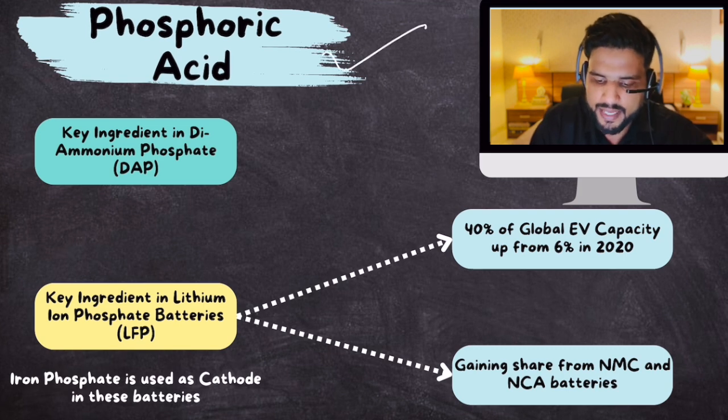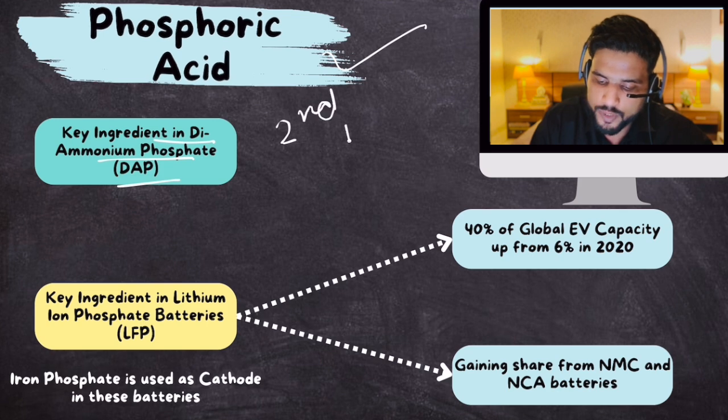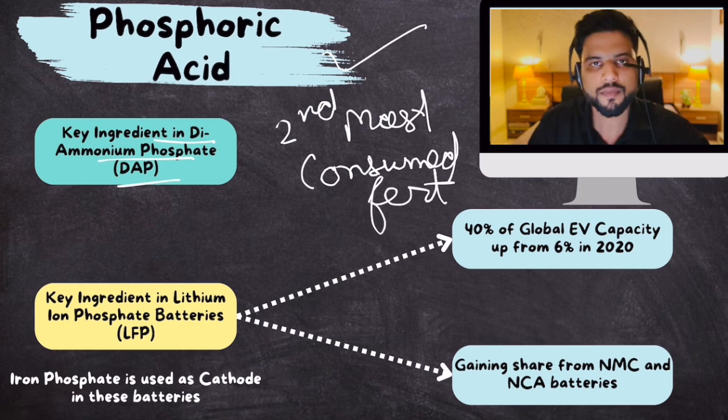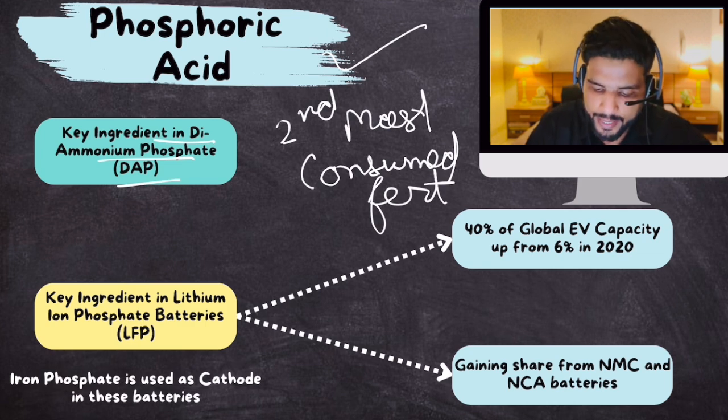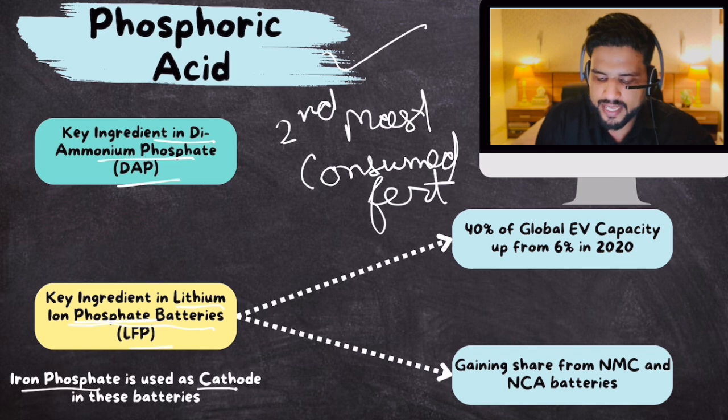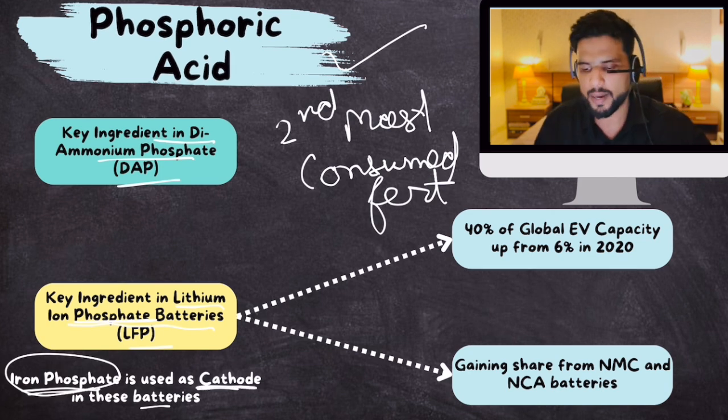Okay, so we are talking about phosphoric acid. Now, phosphoric acid is a key ingredient in diammonium phosphate, which is the second most consumed fertilizer. But phosphoric acid is also a key ingredient in lithium iron phosphate batteries. Basically, lithium iron phosphate batteries use iron phosphate as cathode. Now phosphoric acid is required to create this iron phosphate, which creates the cathode in these batteries.